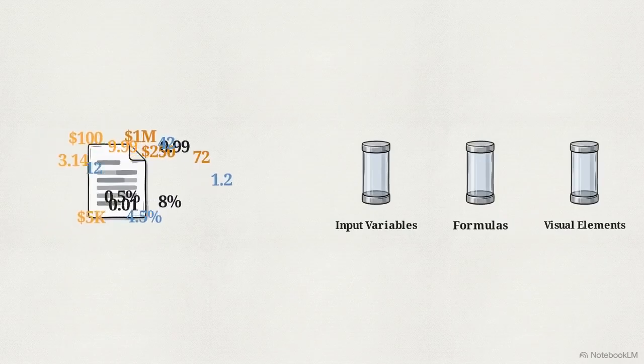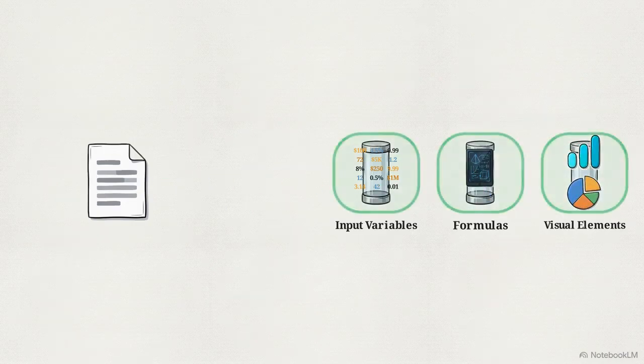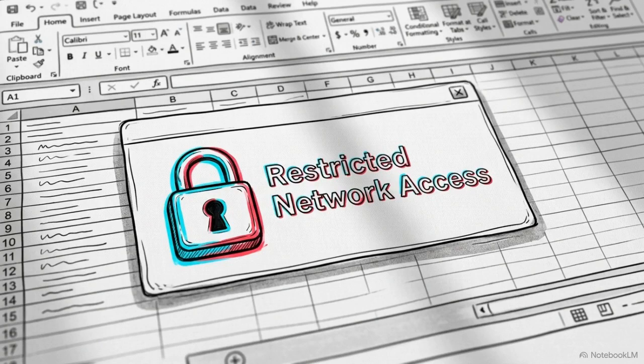Feeding raw numbers into a prompt will fail. The data must be explicitly separated into input variables, the mathematical formulas that connect them, and the specific visual elements you want to display. You need to know exactly what user interface elements you want to use before you type your first instruction. This step also requires strict data governance.